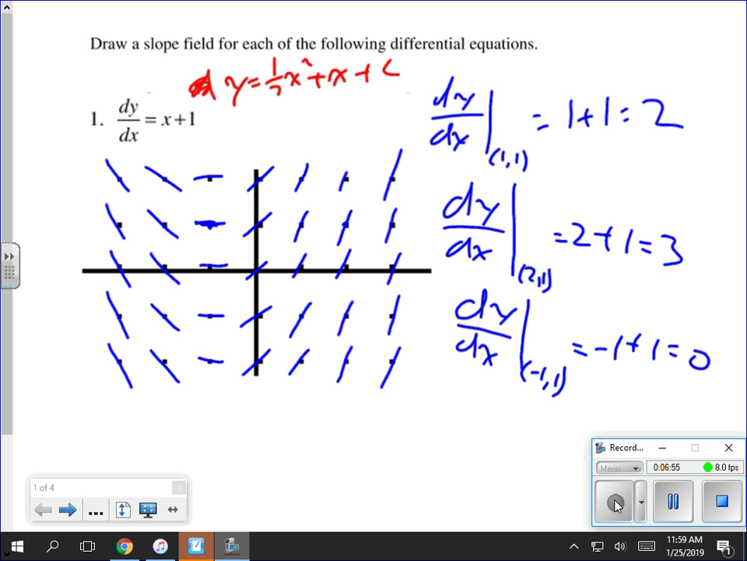If you look at this, what do you see here? You see a parabola, right? Which is what I have here. So it makes sense. This gives me the family of all the parabolas.